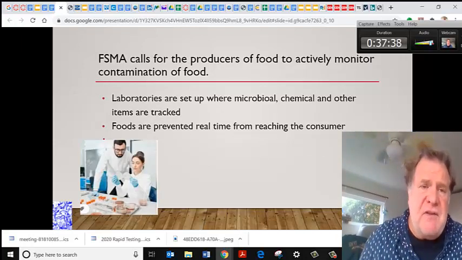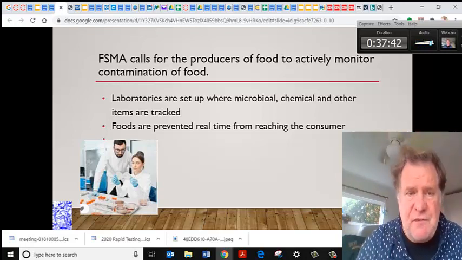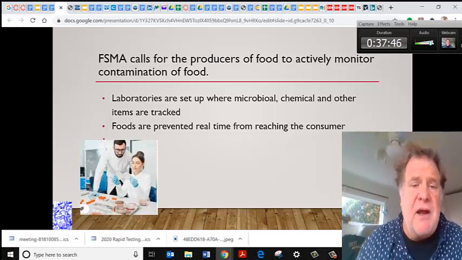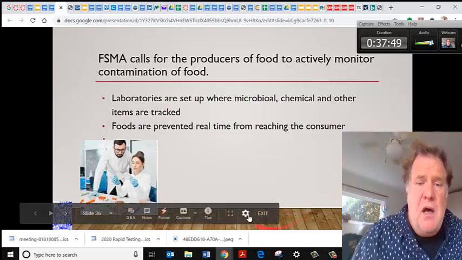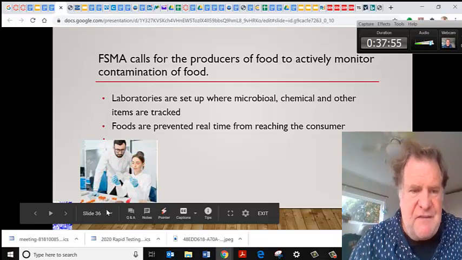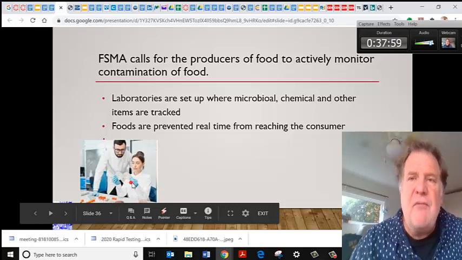So the Food Safety Modernization Act calls for the producer of food to actively monitor the contamination of food. A lot of laboratories were set up where microbial, chemical, and other items are tracked. The food is prevented in real time from reaching the consumers. So you too can get this job, although they're not wearing goggles and stuff like that. This is like looking at juice or something like that, and you're looking for microorganisms in there.